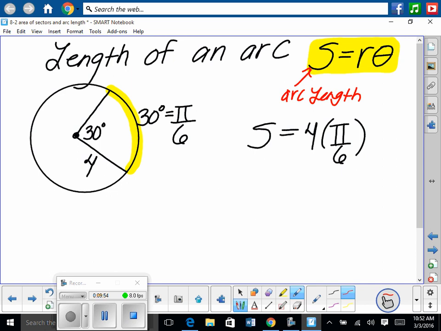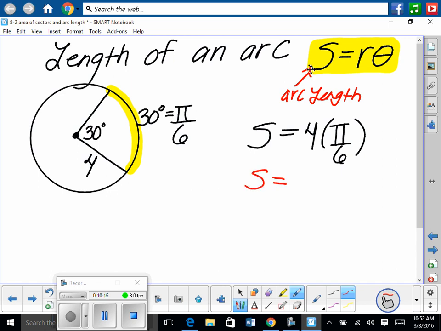Because remember this, if we have a small circle and we draw a 60-degree angle, right? That's going to be a different arc length than if we have a huge circle and a 60-degree angle. So we have to account for how big the circle is, and that's why we account for our radius. So we're going to do S is equal to our radius, which is 4, times theta, which is pi over 6.